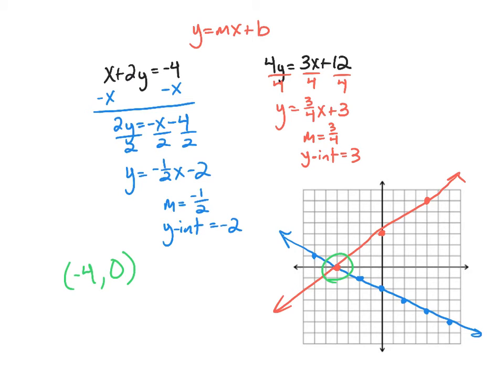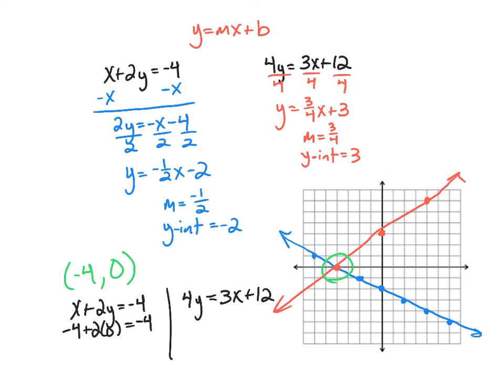And if you wanted to, you could go ahead and check to make sure that's the correct answer by taking both original equations. So x plus 2y is equal to negative 4, and 4y equals 3x plus 12. And everywhere I see an x, I'm going to plug in the negative 4. Everywhere I see a y, I'm going to plug in a 0. And I'm going to simply solve them out to make sure both sides of the equal sign are equal.